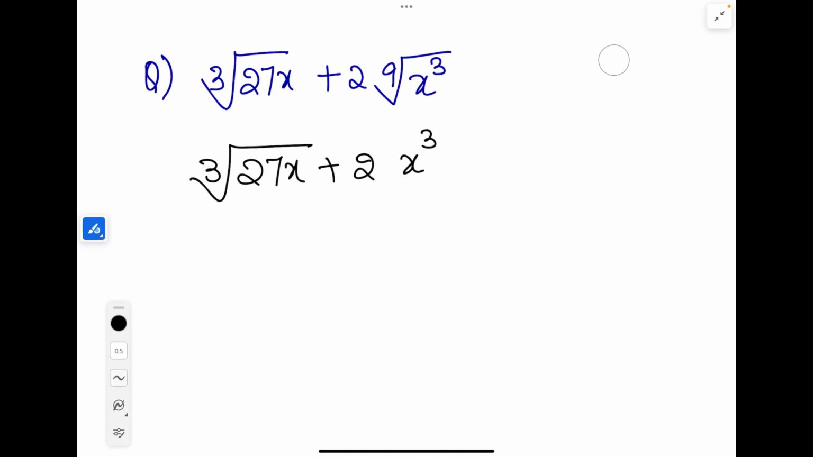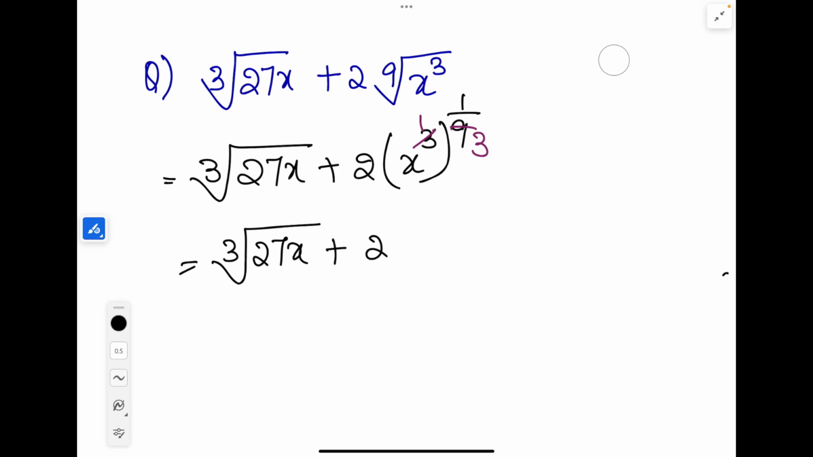If I remove that index, I have to put the whole to the power of 1/9, right? So can I cancel this? 3 times 1, 3 times 3. Okay, so what will we be getting? We will be getting the cube root of 27x plus 2 into x to the power of 1/3. Children, x to the power of 1/3 is nothing but the cube root of x, right?